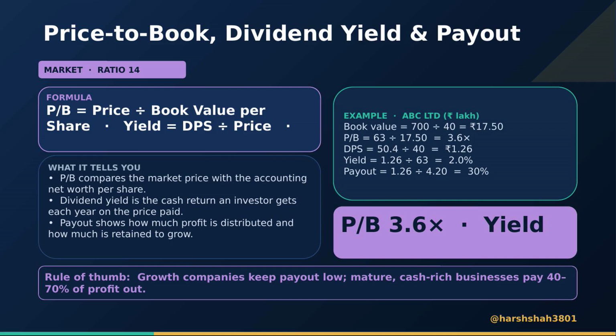And finally, let's cover price to book, dividend yield, and the payout ratio. First, book value per share, equity divided by shares. So 700 over 40 gives us 17 rupees 50. Price to book is 63 divided by 17.50, giving 3.6 times. Dividend per share is 50.4 divided by 40 equals 1 rupee 26 paisa. Dividend yield is 1.26 divided by 63 equals 2.0%. And payout ratio is 1.26 divided by 4.20 equals 30%.